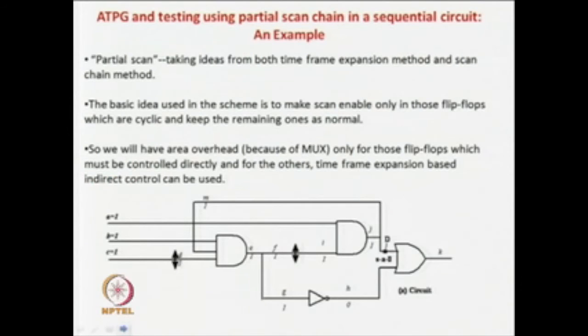Okay, so we will again illustrate by examples. Partial scan takes ideas from both of these methods. The basic idea is to make only those flip flops scan enabled which are cyclic, and keep the rest as normal. We have already seen one example with the XOR gate. If it is a cyclic XOR gate, the XOR gate cannot be controlled and the fault cannot be tested. So in that case it is mandatory that it has a scan to directly set or reset the flip flop. But for other cases you may not need a scan chain.